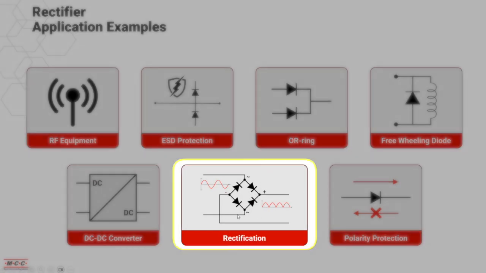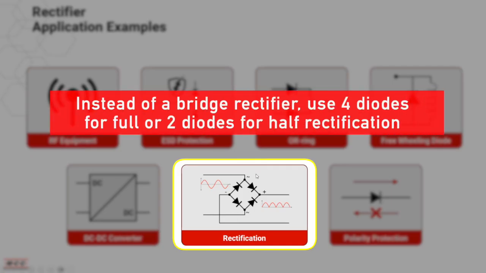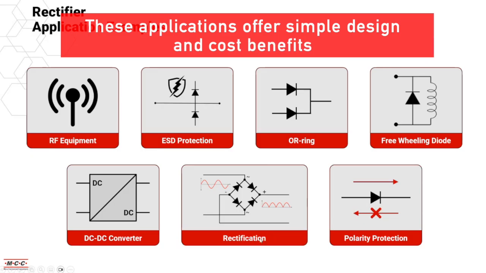In terms of rectification, if customers choose not to use bridge rectifiers, they could use 4 diodes or rectifiers to achieve the same result of full rectification, or they could use 2 diodes to achieve half rectification for AC to DC conversions. So you can see that among all these applications, it gives you the benefits of simple designs as well as cost effectiveness.